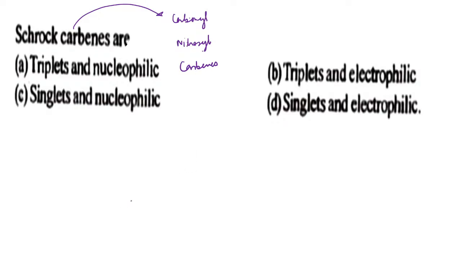For this question: Schrock carbenes are triplets and nucleophilic, triplets and electrophilic, singlets and nucleophilic, or singlets and electrophilic. So we should know what basically a carbene is. Let's just learn some points regarding this. Mostly we are discussing this thing.